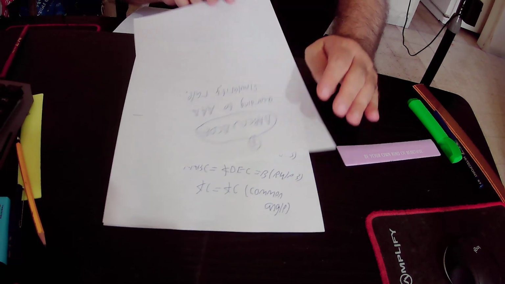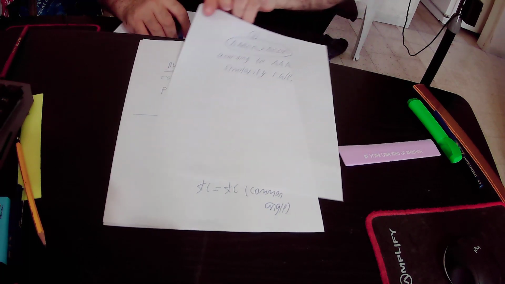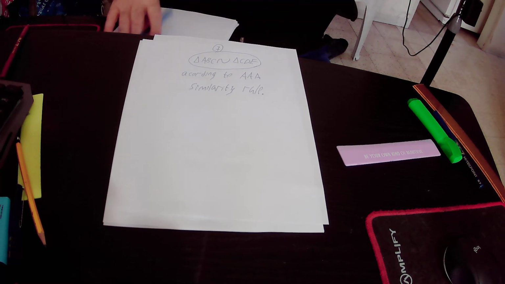Okay, so what is the angle similarity rule? The angle similarity rule states that if you have one triangle whose three angles are equal to the three angles of another triangle, then those two triangles will be similar to each other according to the angle similarity rule.